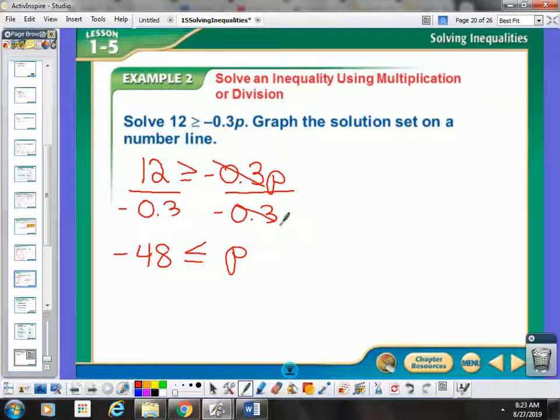The reason I didn't go ahead and flip p to the left side is because, did I make a mistake? Negative 40. That's what I had, Scott. What is it? Negative 40. Negative 40. That's my fault. I just heard you wrong. Sorry.